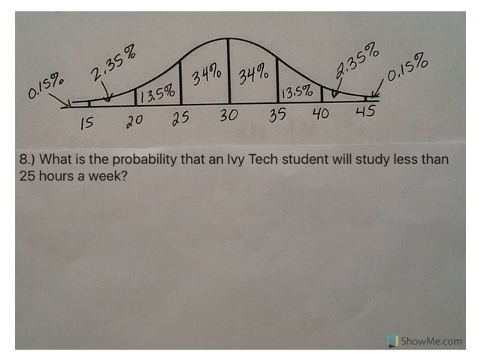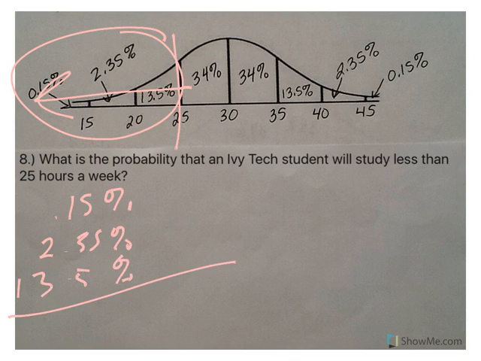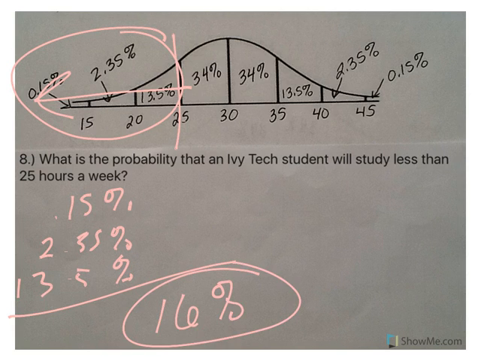What is the probability that an Ivy Tech student will study less than 25 hours a week? Well, 25 is here. Less than that goes to the left. So we're talking about all of these. So 0.15%, 2.35%, and 13.5%. When I add all of these together, I get 16%.